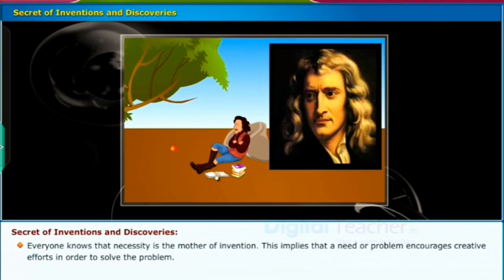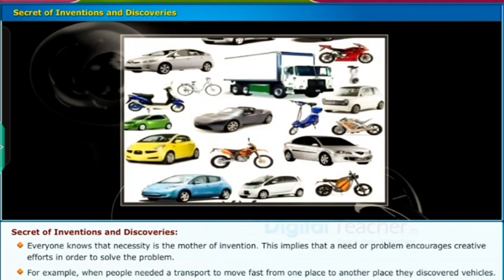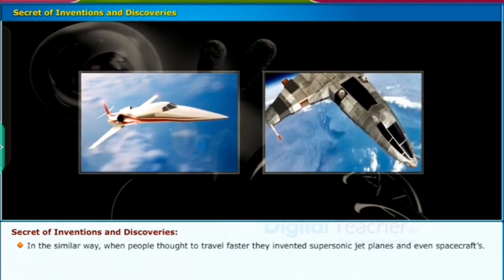Everyone knows that necessity is the mother of invention. This implies that a need or problem encourages creative efforts in order to solve the problem. For example, when people needed transport to move fast from one place to another, they discovered vehicles. In the same way, when people thought to travel faster, they invented supersonic jet planes and even spacecraft.